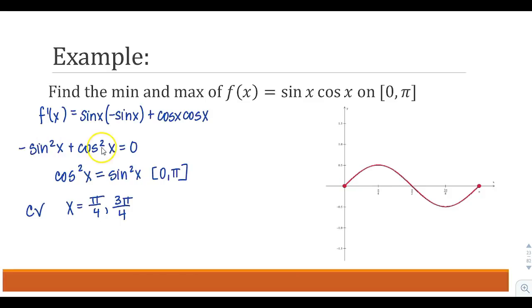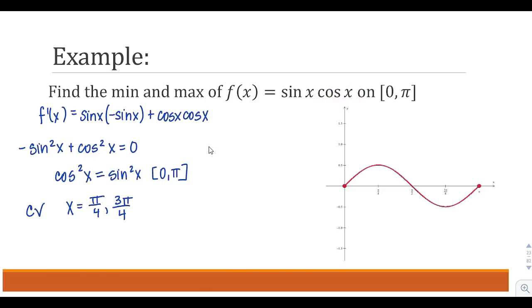Now, there was another way to solve this. We could also have used the Pythagorean identity and rewritten the trig function up here to make it all the same trig function, and we still would have obtained the same answers. This is just a quicker way, and it really makes sure we know the unit circle. So now we take these critical values and the endpoints and we plug them into the original function.